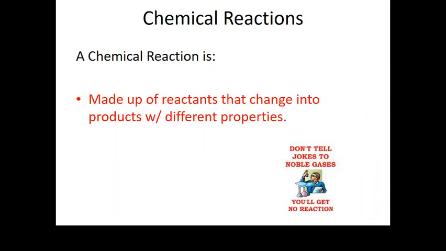Last part about a chemical reaction is that they're made up of reactants. They change into products. And these products have different properties. Going back to my initial example with the propane and carbon dioxide. Propane, you can cook your dinner with. Carbon dioxide, you're not going to be cooking any dinner with.